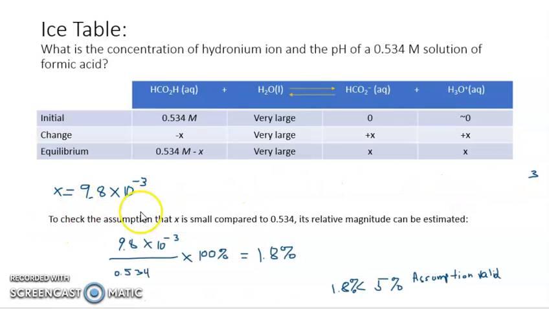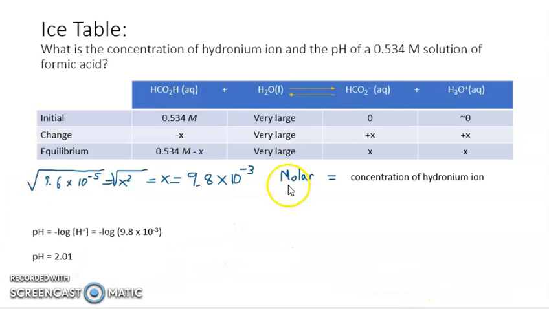I'm not asking you to do this, but you can check the simplifying assumption we made, that x was very small. If we say 9.8 times 10 to the minus 3 divided by 0.534, that's 1.8%. That's less than 5%, so it's a valid assumption. And this x is 9.8 times 10 to the minus 3.